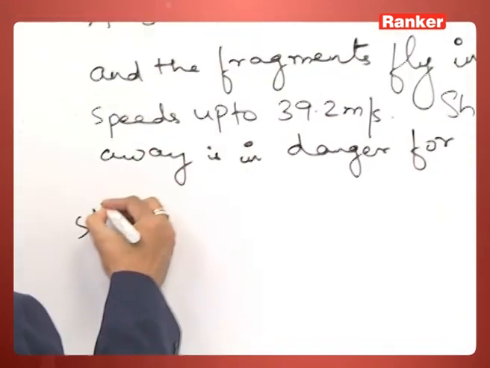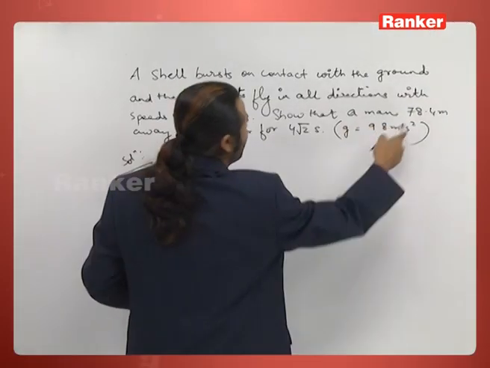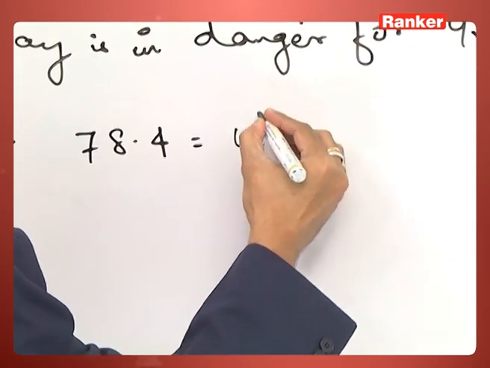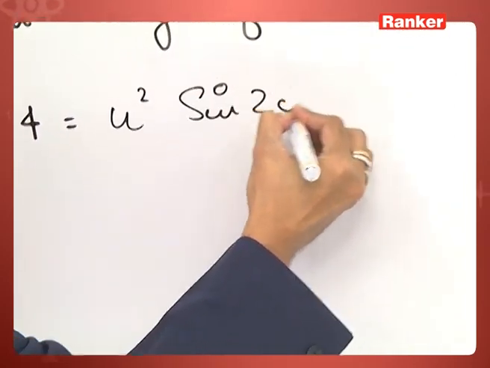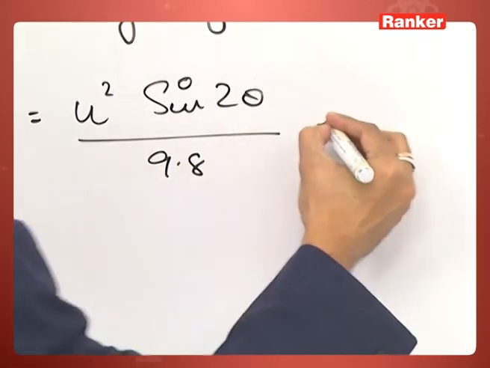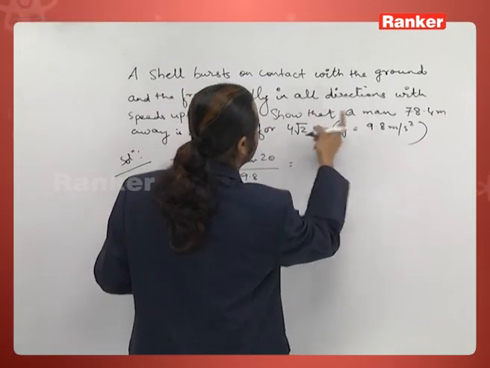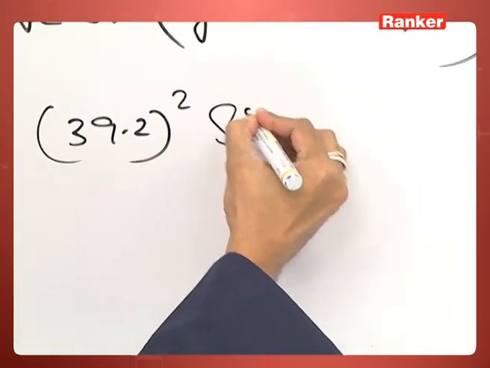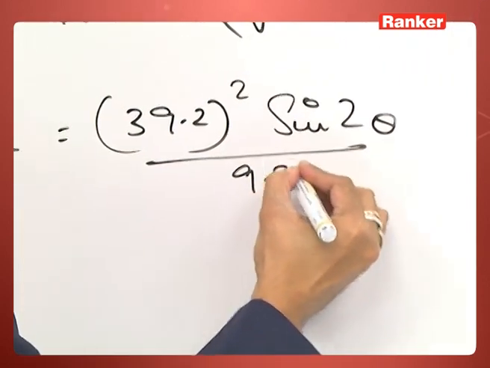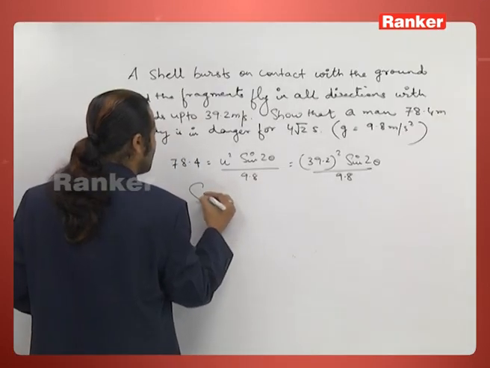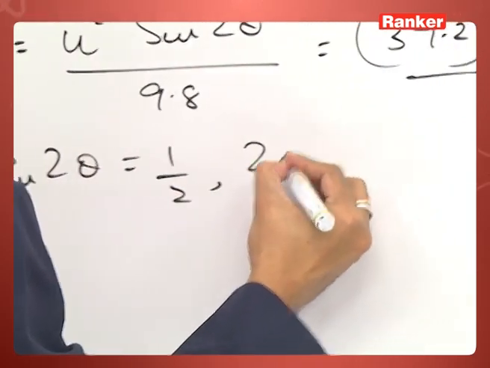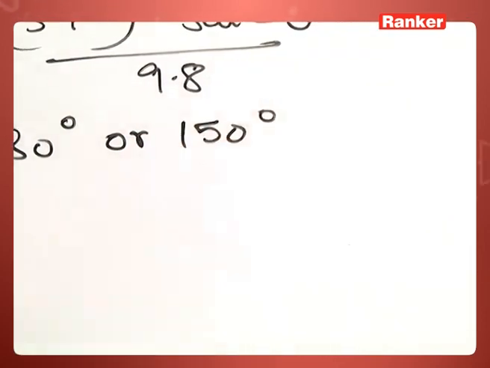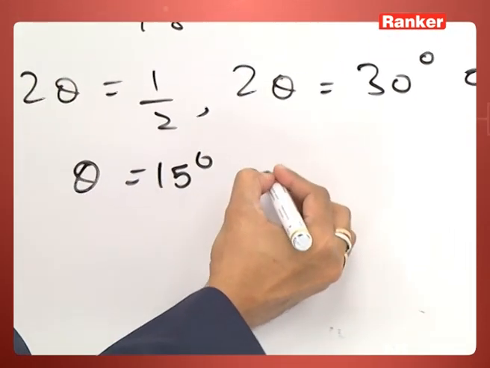So we will have 78.4 as the range. So I will write 78.4 is u square sine 2 theta divided by g, 9.8. Here u square is speed, given as 39.2 square, into sine 2 theta divided by 9.8. When I solve this, I'll get sine 2 theta is half, which implies 2 theta is 30 degree or 150 degree, or theta is 15 degree or 75 degree.